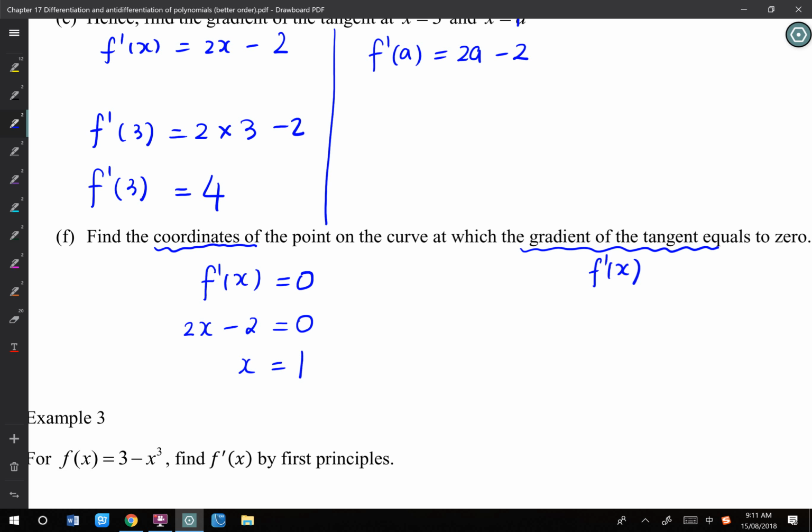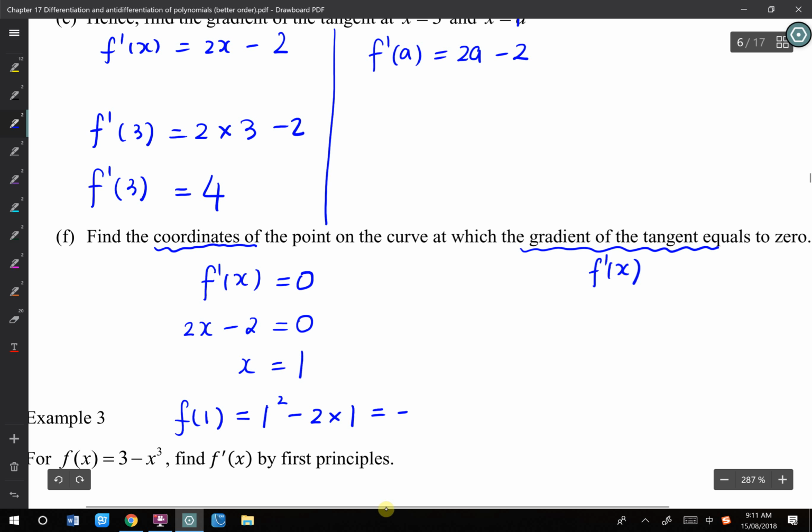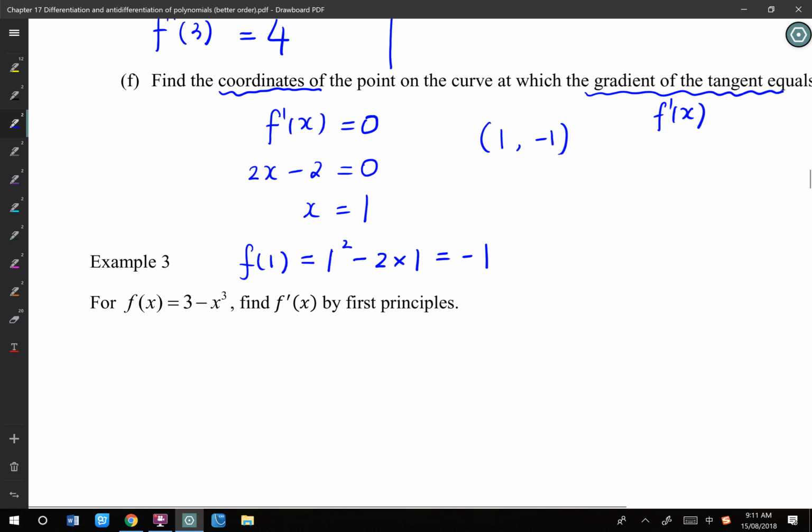Okay, that's the x value. At x equals 1, the gradient is 0. So now I need to work out f of 1. f of 1 is 1 squared minus 2 times 1. That gives you negative 1. So at the point 1 comma negative 1, I have gradient equals 0.